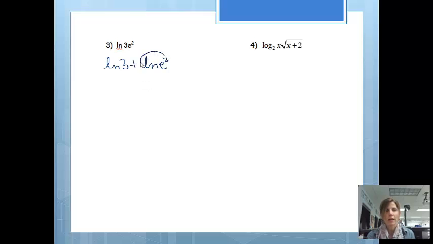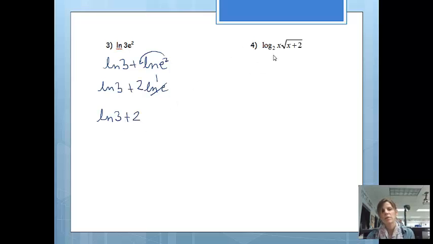Now I can use that power rule to bump the 2 out front, so I'm going to have natural log 3 plus 2 natural log e. We do know that there's a property that says the natural log of e is equal to 1, and so my final answer will be the natural log of 3 plus 2.